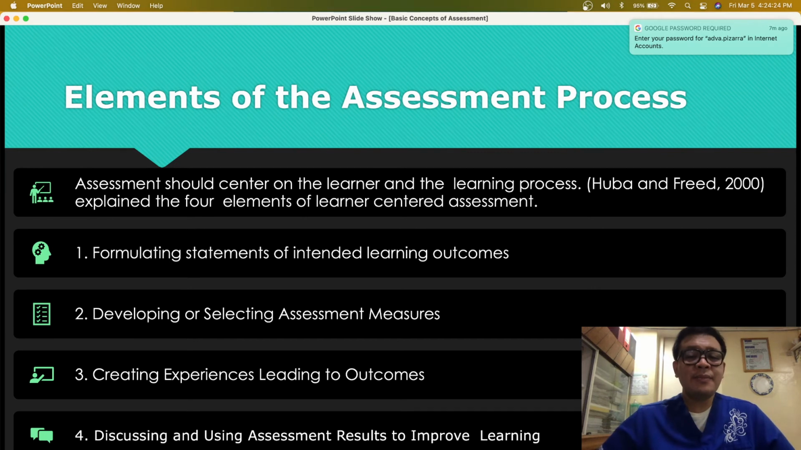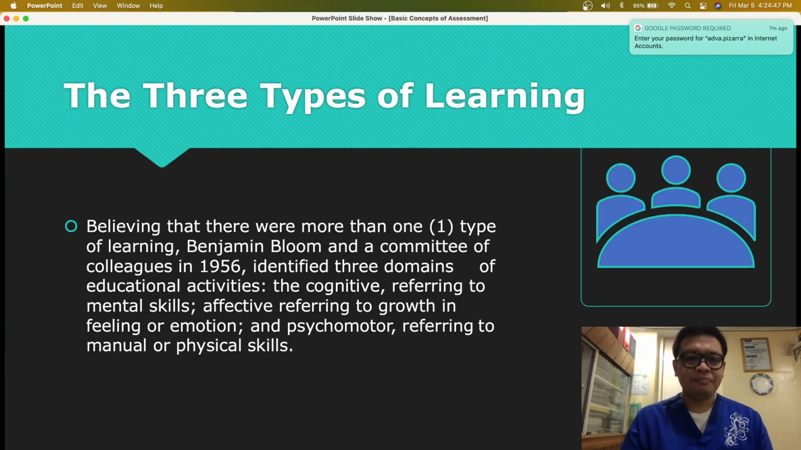With these elements of the assessment process, these processes should be done and should be obtained by students. Not one of these elements should be taken for granted because this is part of the process, and if one process has not been attained by the educator as well as the learner, the tendency is this won't be achievable.